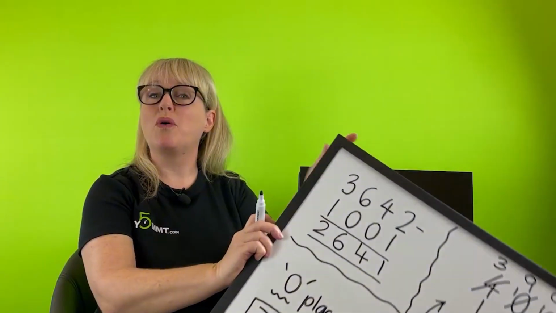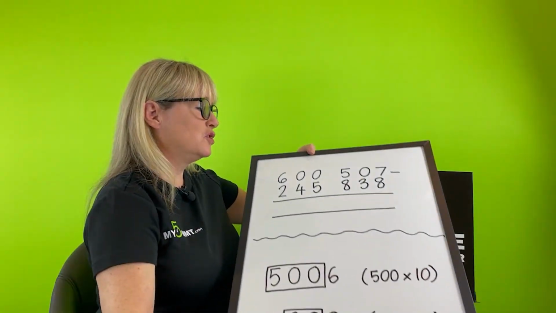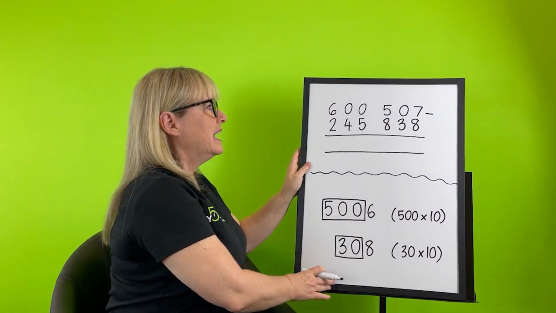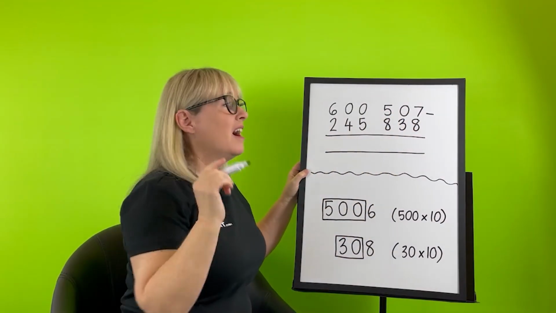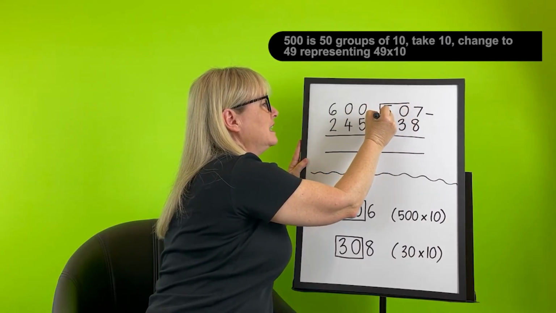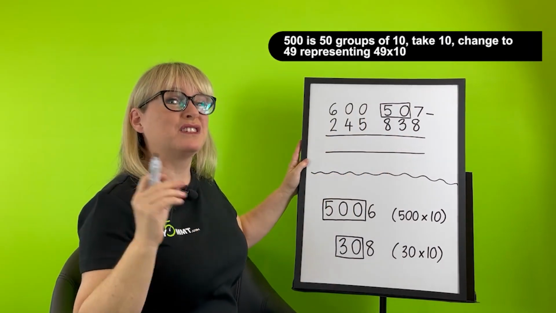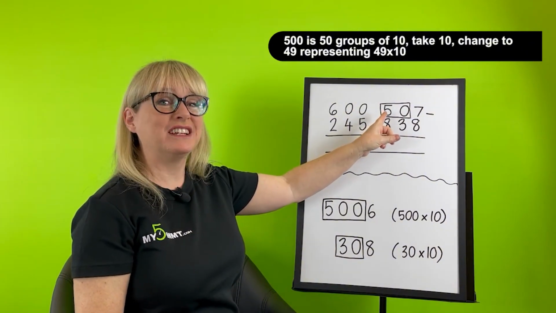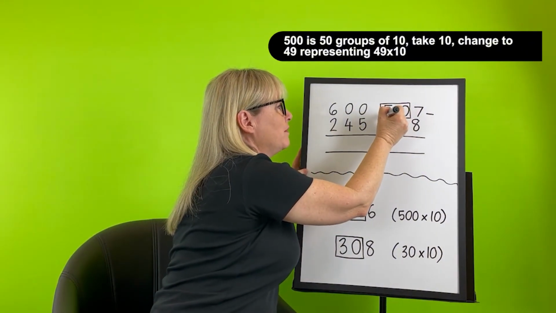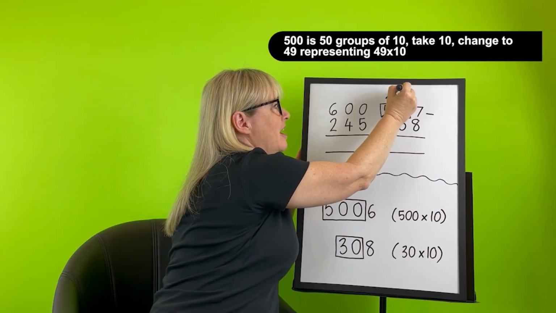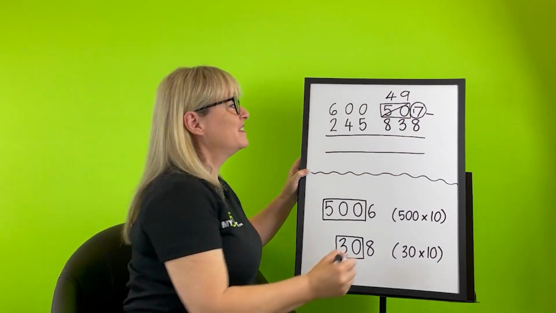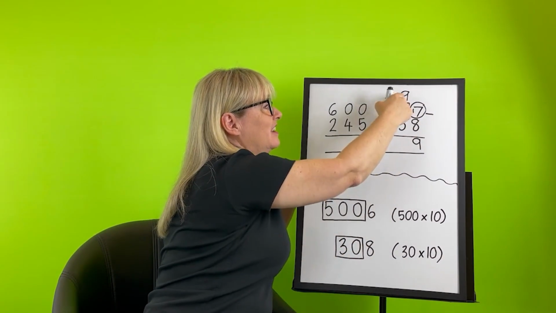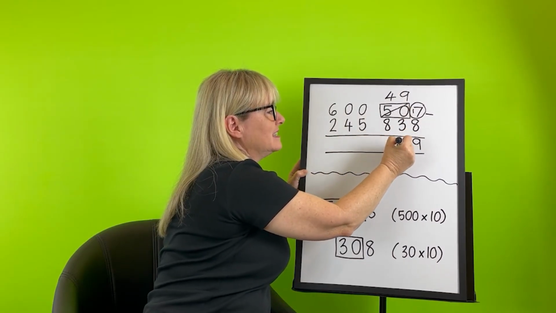So let's try one more when there's quite a few zeros in my subtraction algorithm and think about what I could do with the boxing up method. If I've got 7 take away 8, I can't do it. So I go here, but it's a 0. I remember that 50 is 50 groups of 10. That's how I get 500. I'm going to take one of those 10s and it won't be 50 anymore. It will be 49. And there's my extra 10, my 50th 10. Now I've got 17 take away 8 is 9. 90 take away 30 is 60.